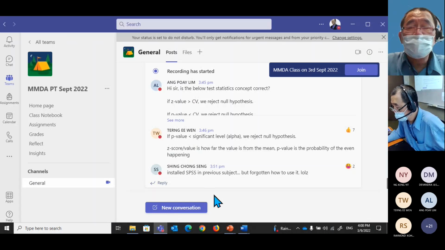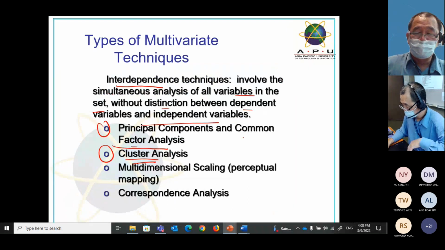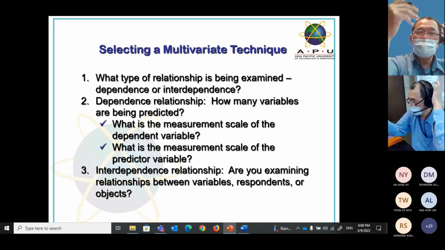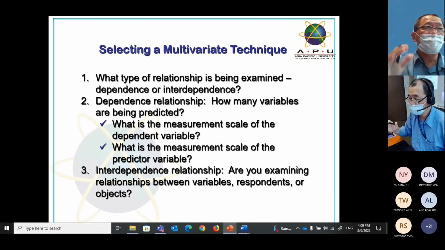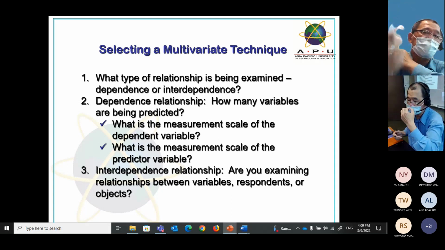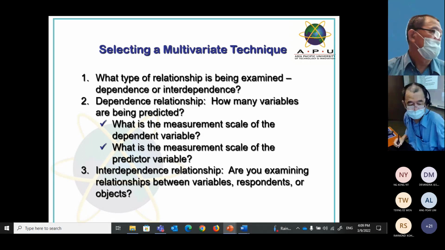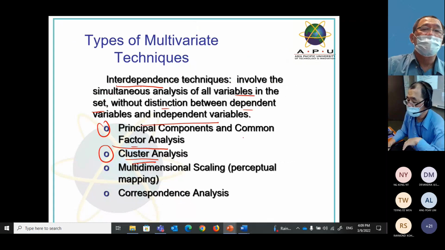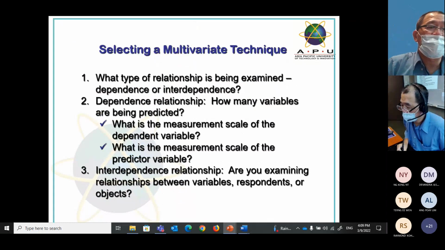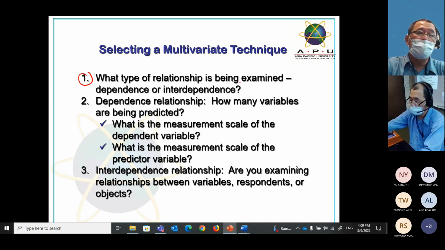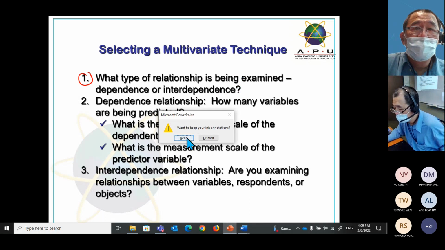If no question, now we see next. There are many techniques. For example, which technique should you use? First question: what type of relationship is being examined?